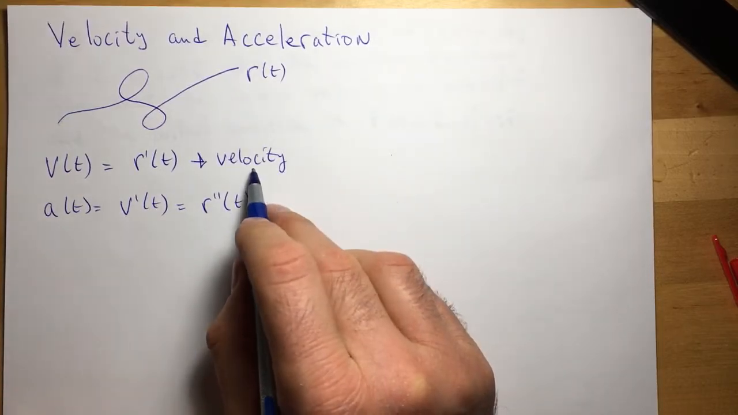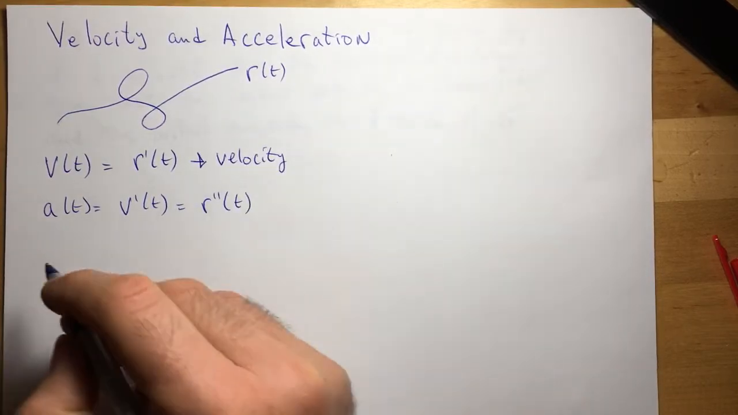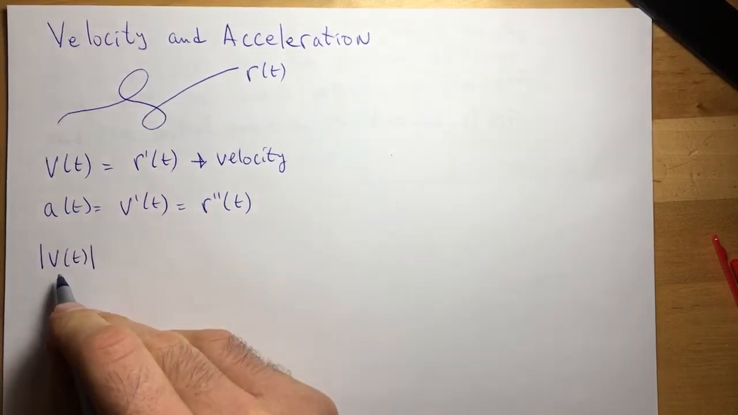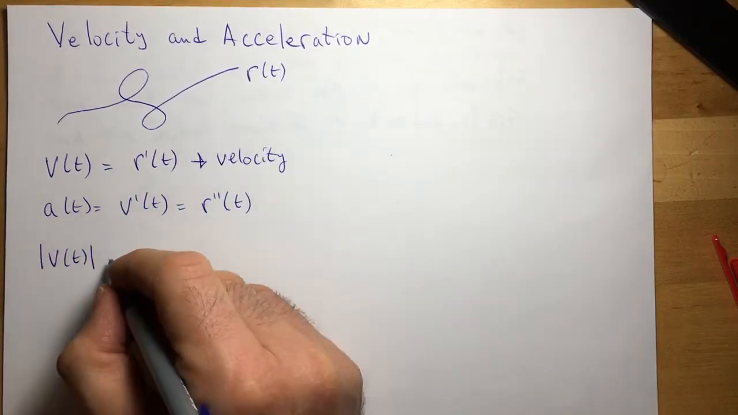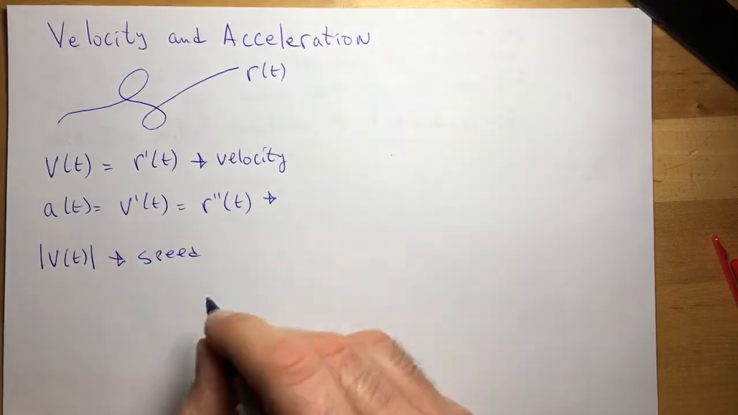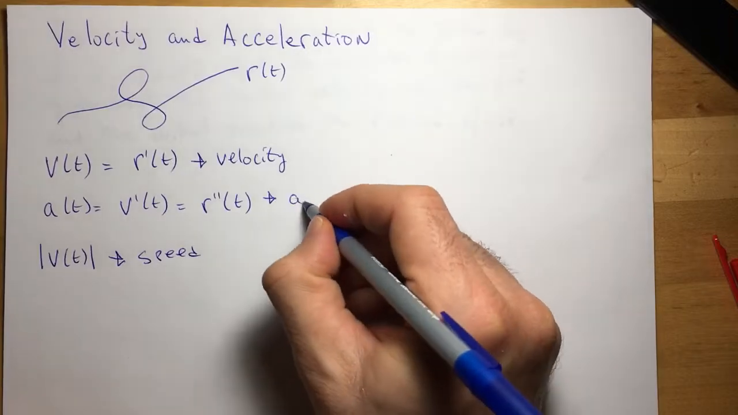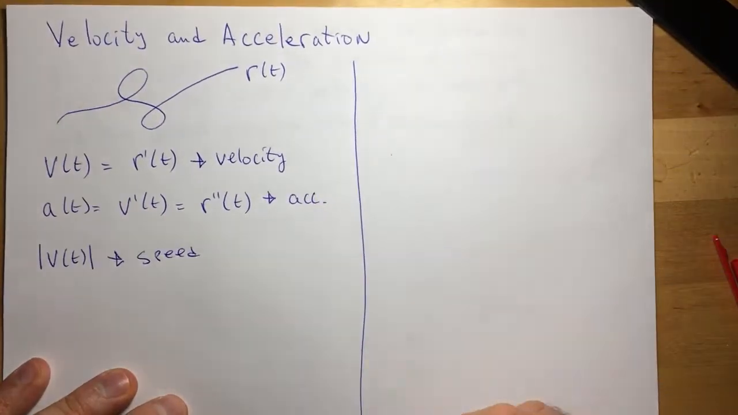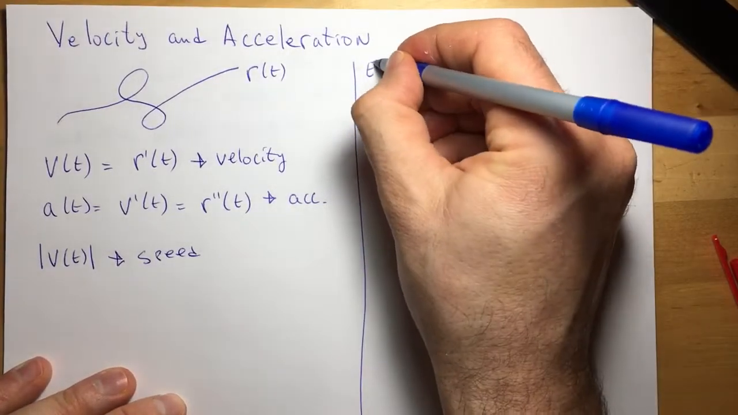Make sure that you remember the difference between velocity and speed. Velocity is a vector, so it has a magnitude and direction, whereas speed is a scalar, which is the absolute value of the velocity. Okay, so let's do a very simple example.